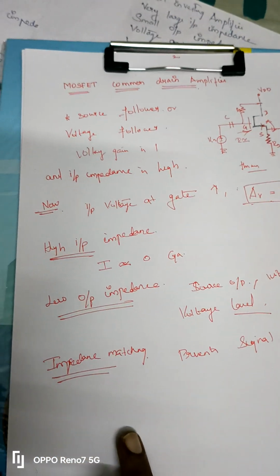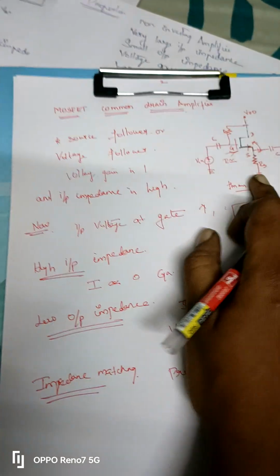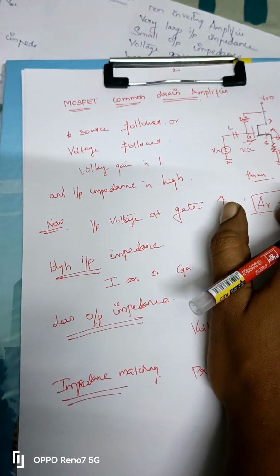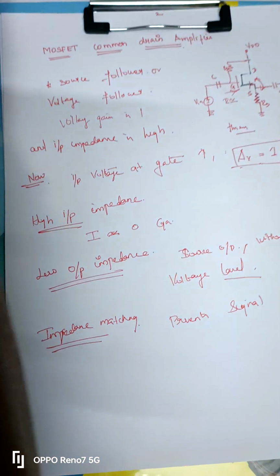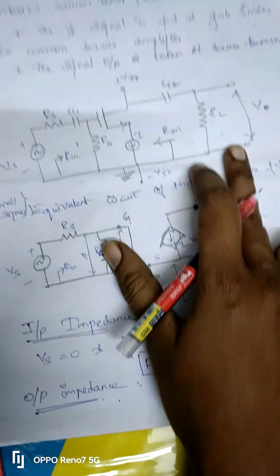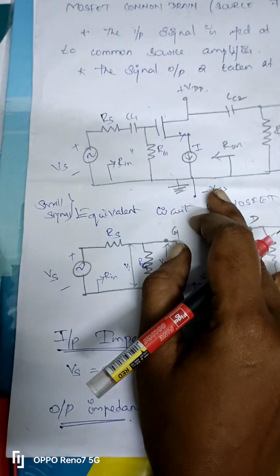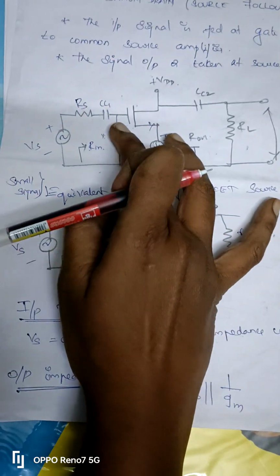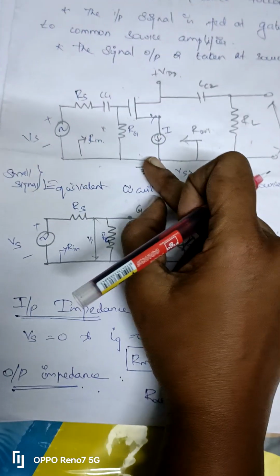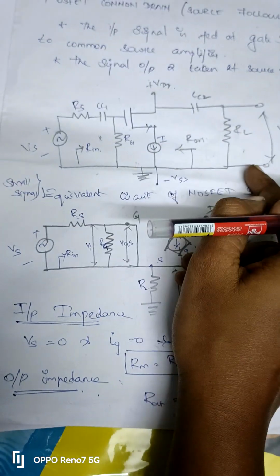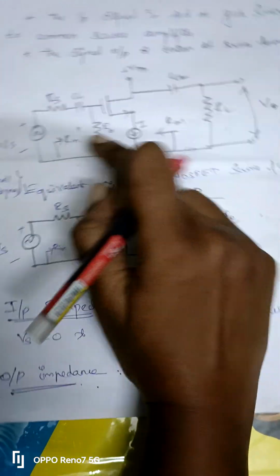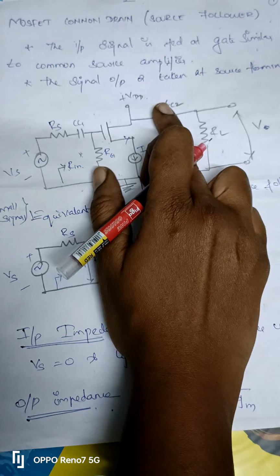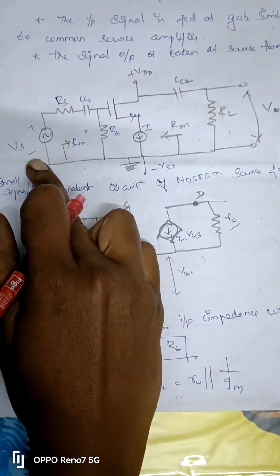In the common drain amplifier, the input signal is fed to the gate, similar to the common source amplifier. The output signal is taken from the source terminal. From that we can see the common drain voltage follower circuit. Here are the load resistance, R in, R out, VDD the power supply, and the input voltage.